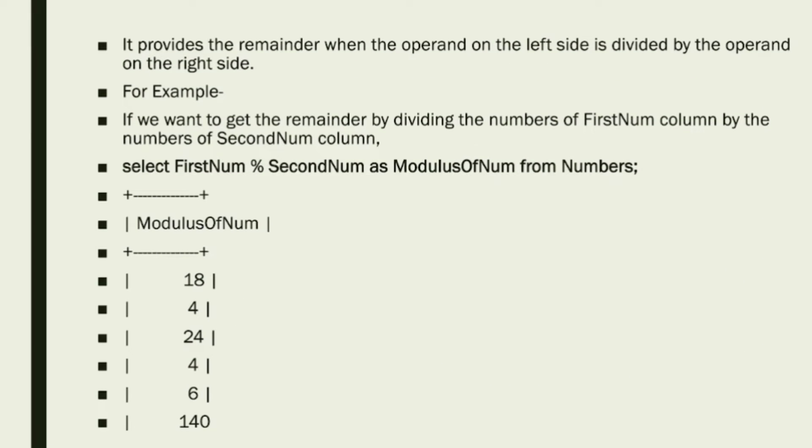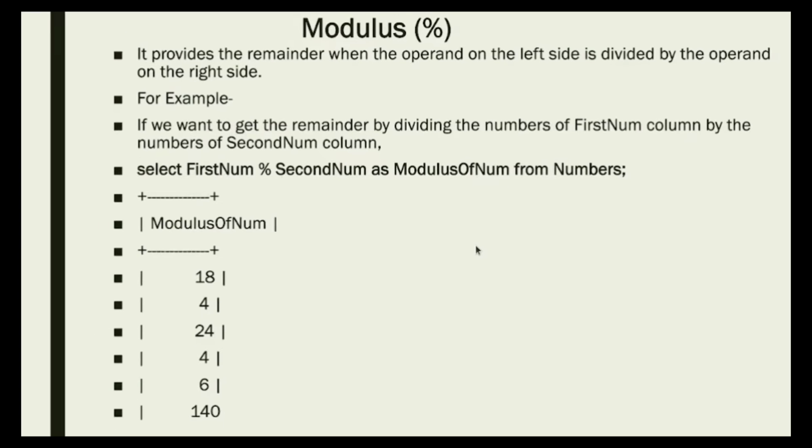See what's next. Modulus. It provides the remainder when the operand on the left side is divided by the operand on the right side. For example, if you want to get the remainder by dividing the numbers of the first num column by the numbers of the second num column, like this. So this is the example: first num modulus second num as modulus of num from numbers, like this.